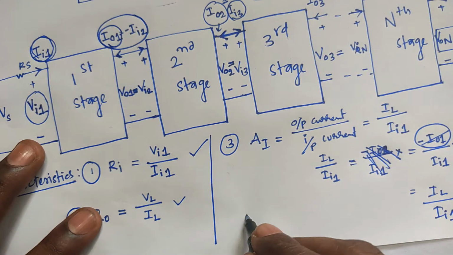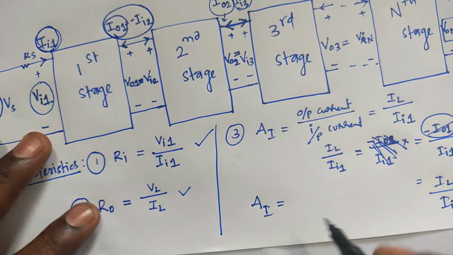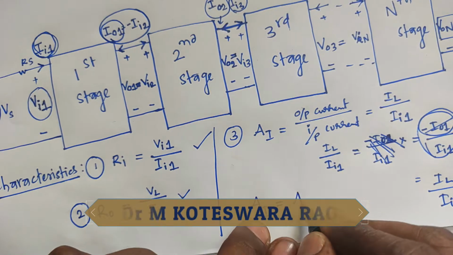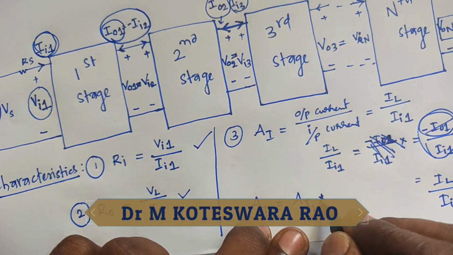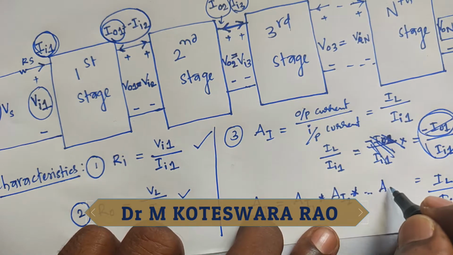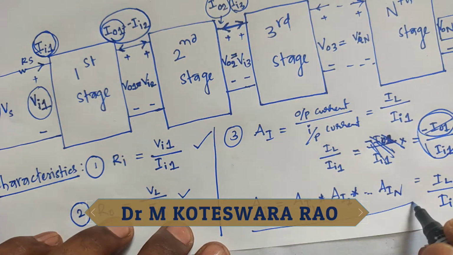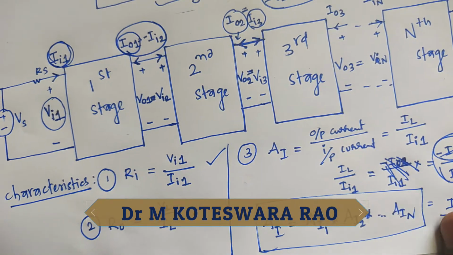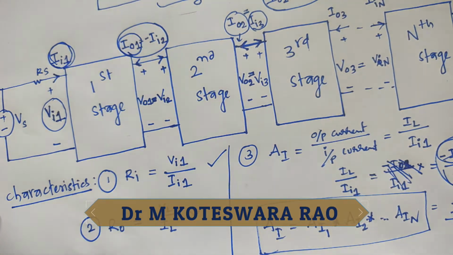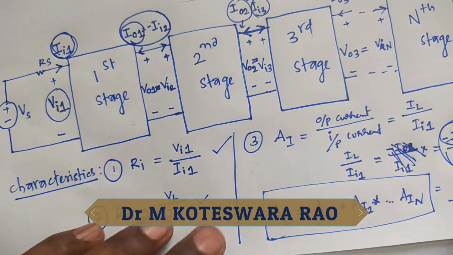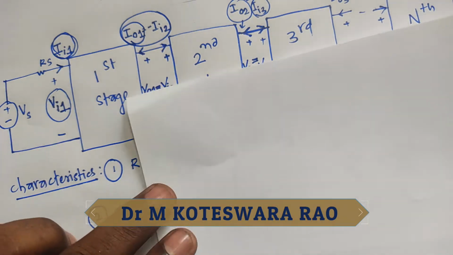So the overall current gain AI is equal to, this is the first stage current gain, second stage, third stage. So first stage current gain is AI1 into AI2 into up to AIN. So this is the overall current gain for multi-stage amplifier. So the simple shortcut for this is, you have to calculate individual stages. Based on those individual stages you can calculate the overall current gain.